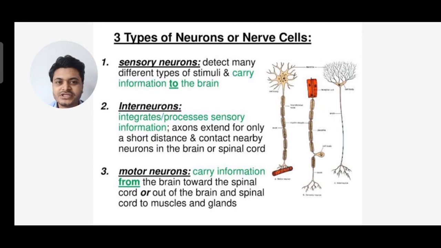And what is the function of motor neuron? It carries information out of the brain and spinal cord to the muscles or glands. So sensory neuron carries impulses towards the brain. Motor neuron is just the reverse of sensory neuron. It carries information from brain and spinal cord towards the muscles.